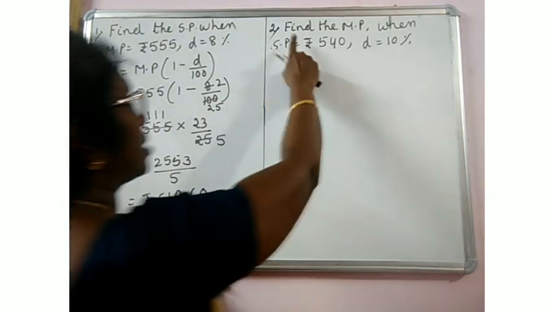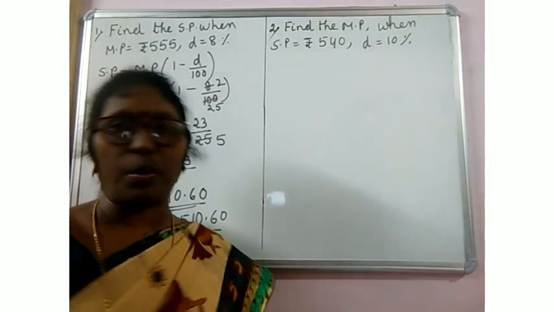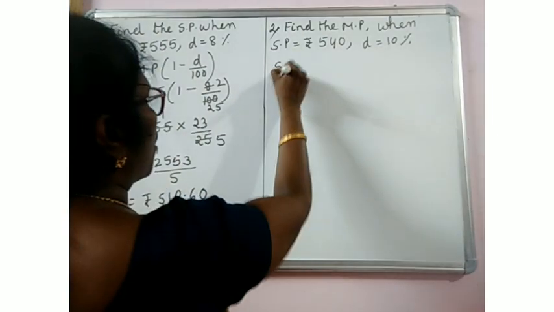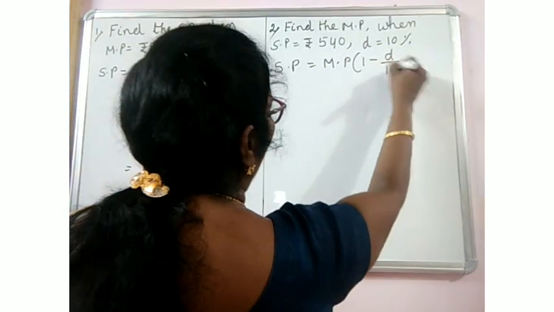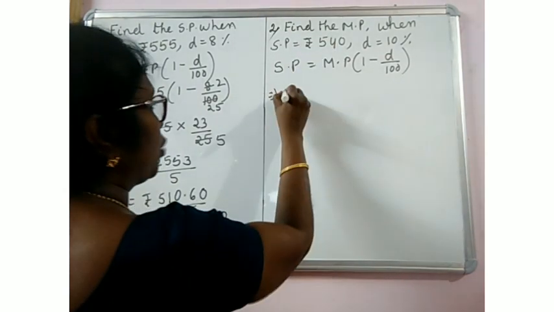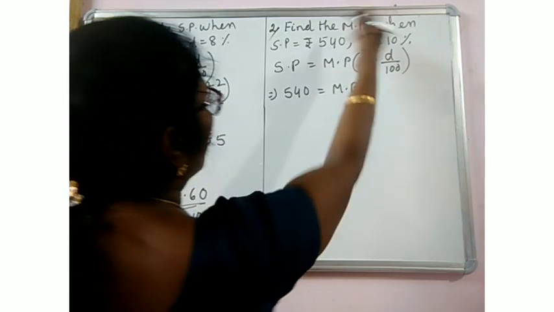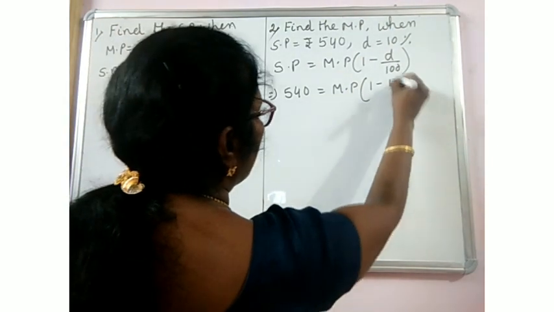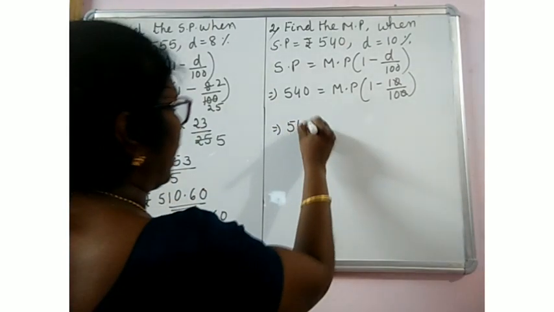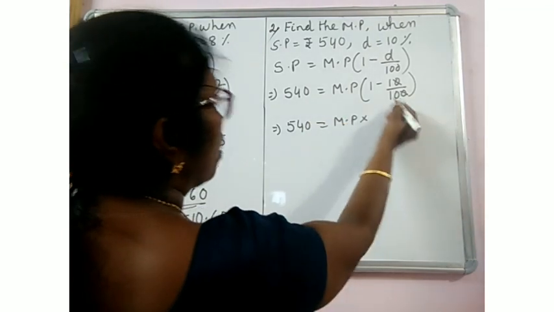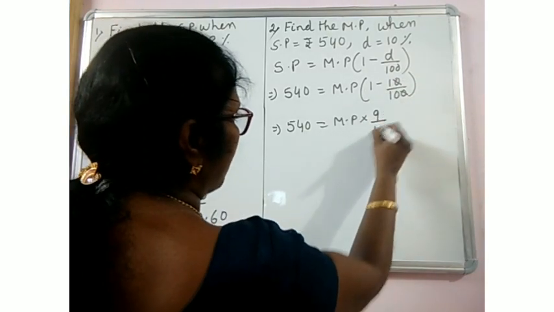Now the second question is: find the mark price when the selling price is 540 rupees and the discount is 10%. Let us use the same formula. SP equals MP into 1 minus D by 100. SP is given to us, so in place of SP let us write 540. MP we don't know. You can write MP or you can take MP as X. D is 10, so 1 minus 10 by 100. 0 0 cancelled. Here 540 equals MP into, here 1 you take as 10 by 10, because the denominator is 10, you will get 9 by 10.